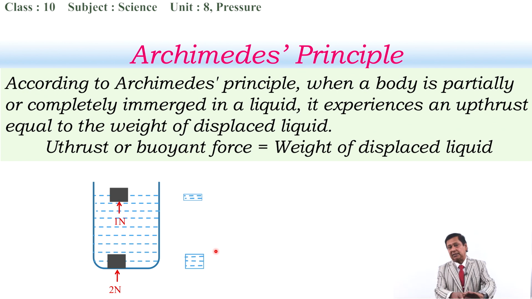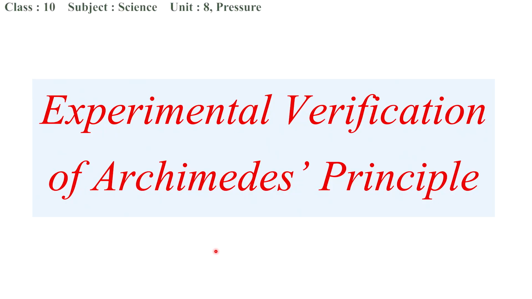Okay, I described a lot about Archimedes' principle, but the key point we have to remember is that, according to Archimedes' principle, upthrust is equal to the weight of displaced liquid. Now we are going to prove it experimentally. How can we prove Archimedes' principle? I want to go through the experimental verification of Archimedes' principle.